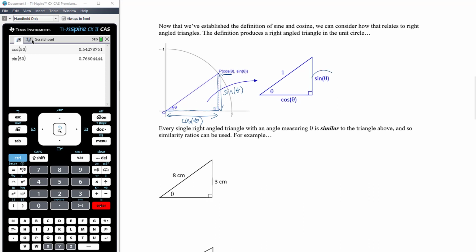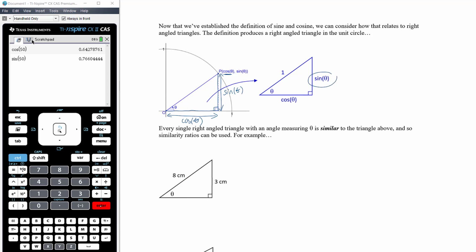So if you take this side length and divide it by this side length, it's the same as you taking this side length and dividing it by this side length. Okay. You can also use other proportions. This sine theta divided by 3 is the same as 1 divided by 8. Okay. 8 divided by 1 is the same as 3 divided by sine theta. 1 divided by sine theta is the same as 8 divided by 3. Okay. But we want to think about what's helpful to us here.